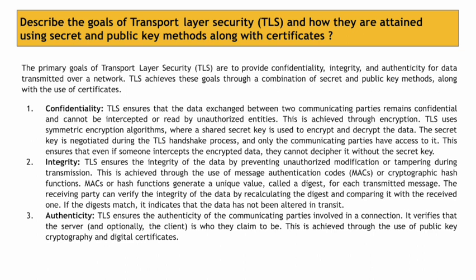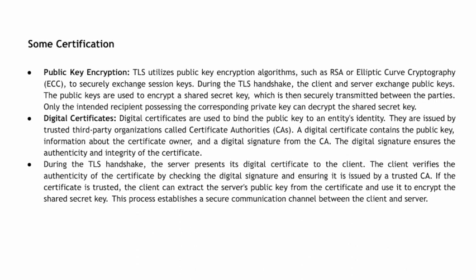The next is authenticity. Transport Layer Security ensures the authenticity of the communicating parties involved in a connection. It verifies that the server, and optionally the client, are who they claim to be. This is achieved through the use of public key cryptography and digital certificates. The next is how these are attained using secret and public key methods along with certificates. The main components are public key encryption, digital certificates and the handshake method.